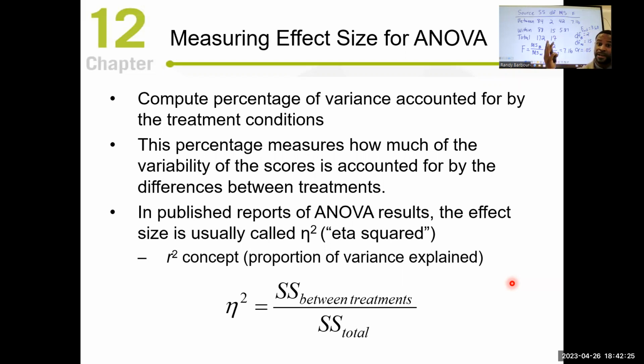If it's anything greater than 50%, we know that that is a lot of variance attributed to the differences between our strategies that we talked about. All right. So if we're looking at our eta squared, I'll show you how to calculate that. Here's our formula for eta squared.